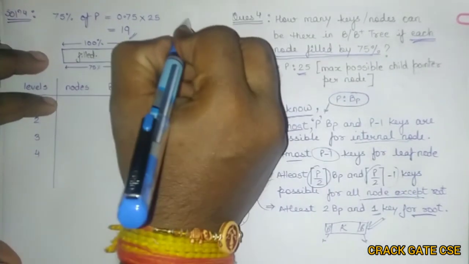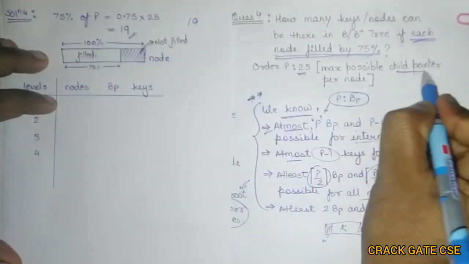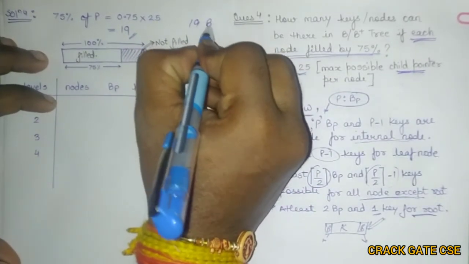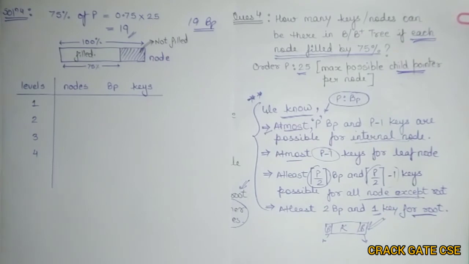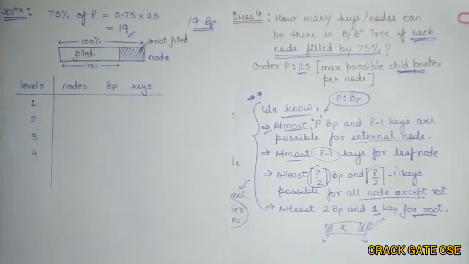So 75% of P is roughly 19. That means 19 is nothing but the child pointer. So 19 block pointers can be there in a particular node. So this is what we got by doing all these calculations.